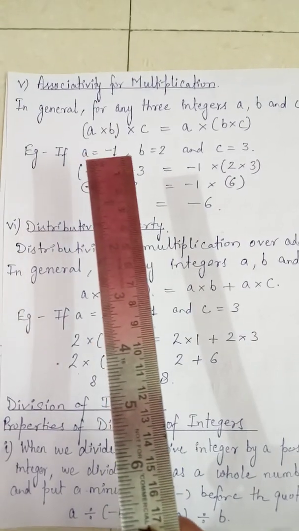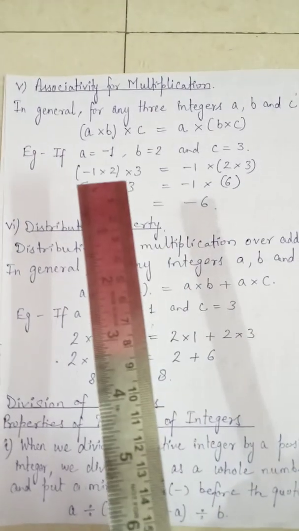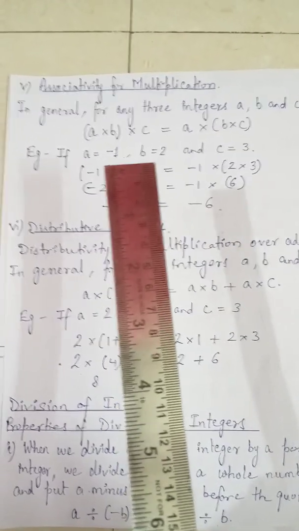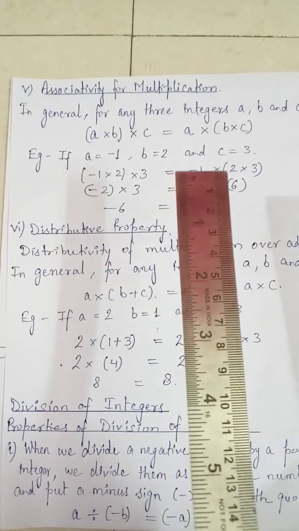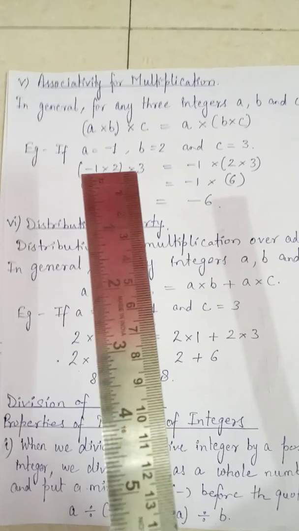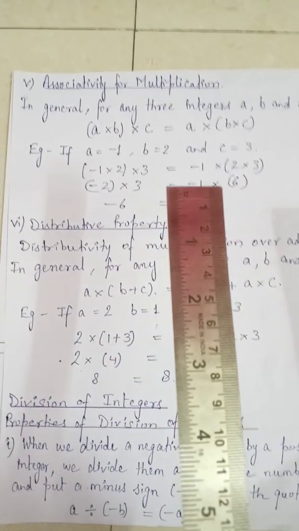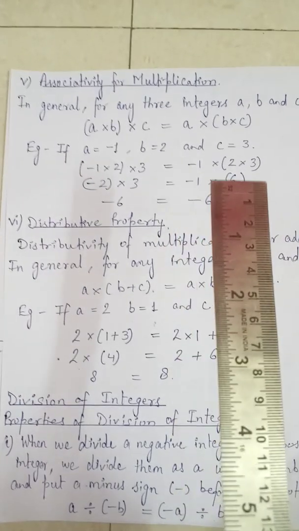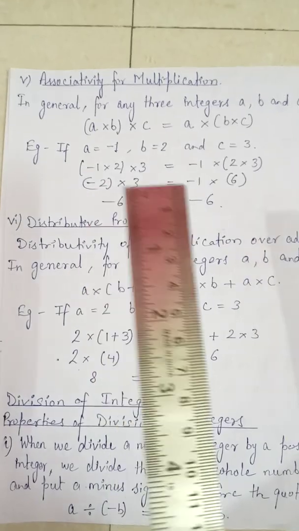Example, if a equal to minus 1, b equal to 2 and c equal to 3, the left hand side will come as bracket minus 1 multiplied by 2 bracket multiplied by 3, and on the right hand side minus 1 multiplied by bracket 2 into 3. First we are going to multiply the bracket, that gives you minus 2 multiplied by 3. Here on the right hand side we get minus 1 multiplied by 6, and both the sides will come as minus 6 equal to minus 6.